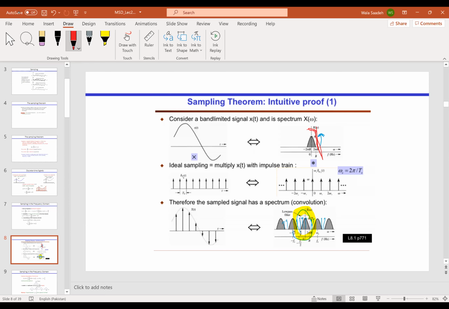Somebody's raised hand. Anyone have question? No question. Ma'am, can you repeat about the anti-aliasing filter?